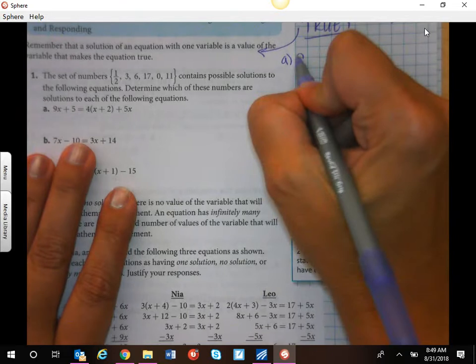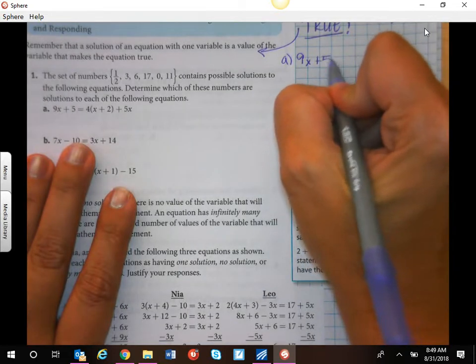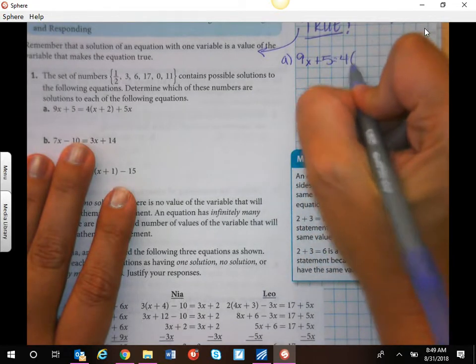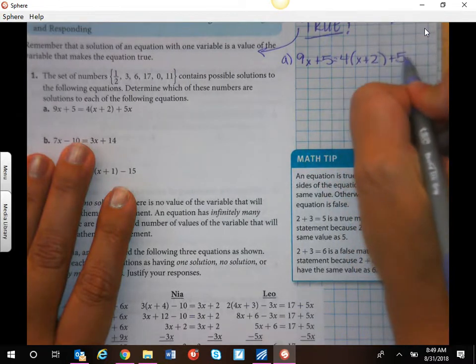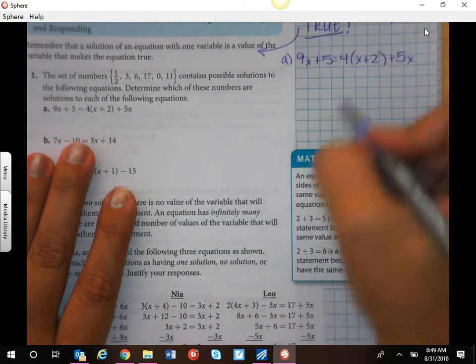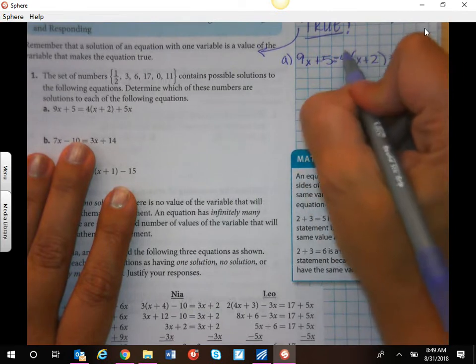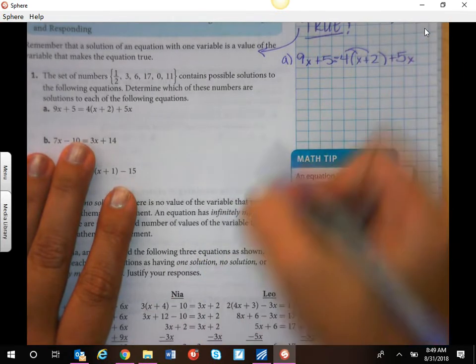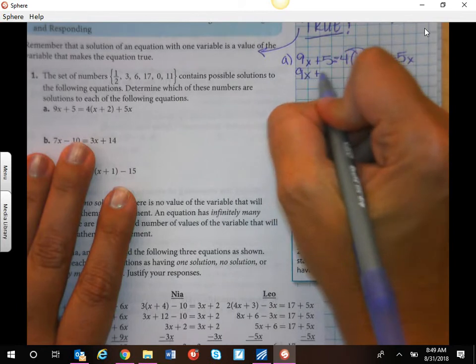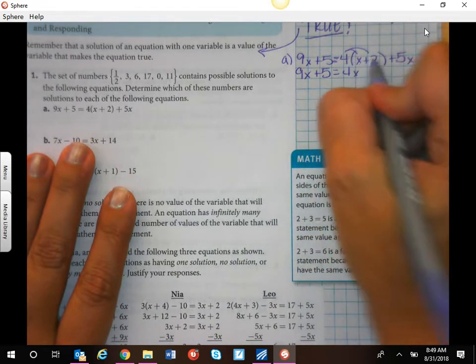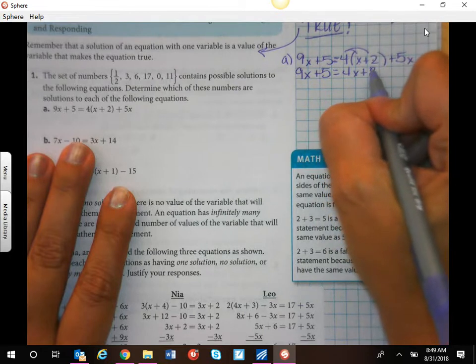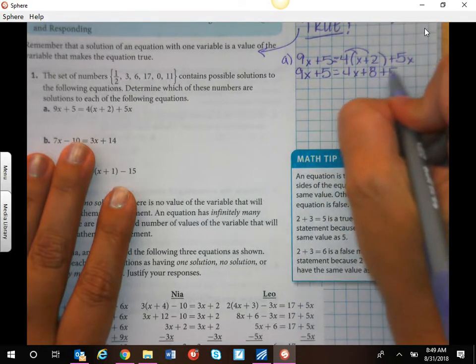I'm just going to rewrite it, 9x plus 5. When you're rewriting, it's really important that you are writing it correctly. So step 1 said distribute. Well, I do have a distributive property here. So I'm going to rewrite 9x plus 5. I haven't done anything with that yet. 4 times x is 4x. 4 times a positive 2 is a positive 8. And then I have my plus 5x.